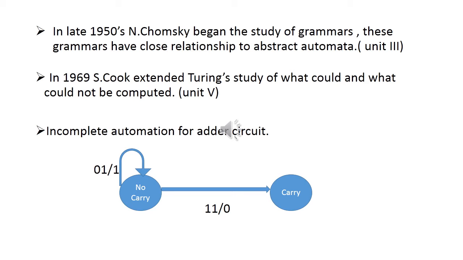Later on, in 1969, Cook extended Turing's study of what could and what could not be computed. Cook was able to separate those problems that can be solved efficiently by computer from those problems that can in principle be solved but in practice take so much time that computers are useless for all but very small instances of these problems. This class of problems is called intractable or NP-hard, and we'll study them in detail in our unit 5.